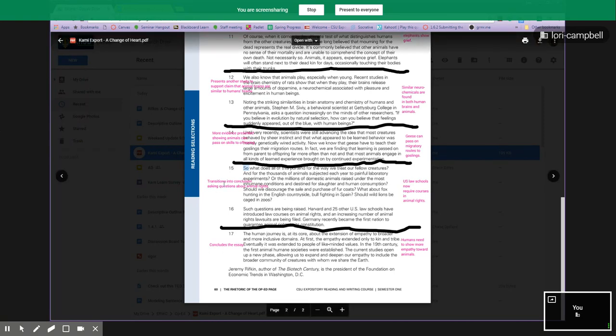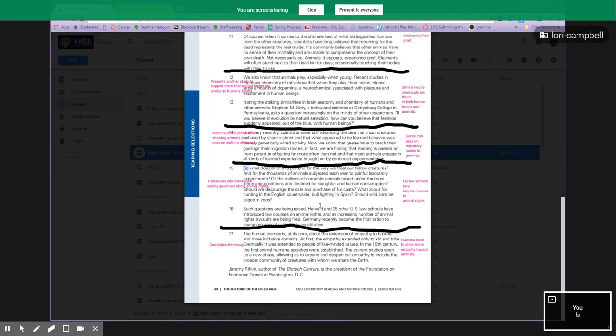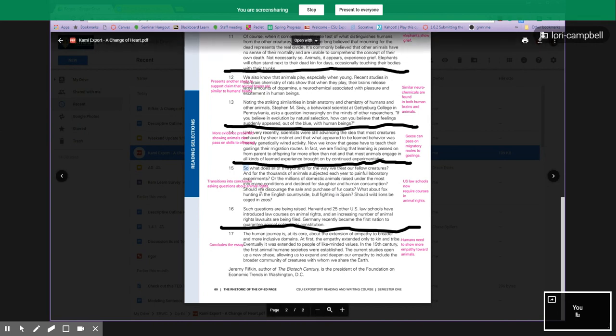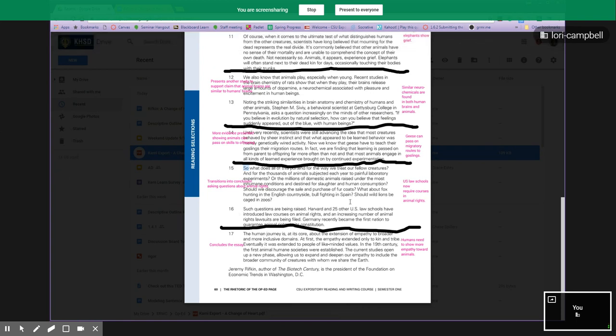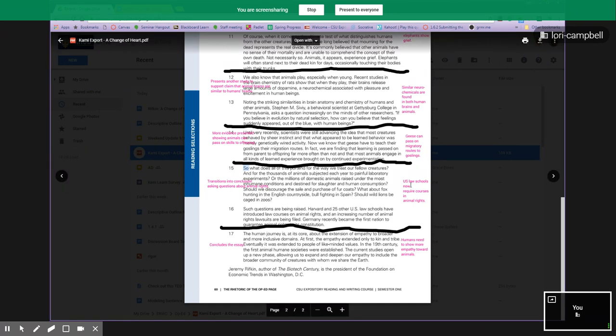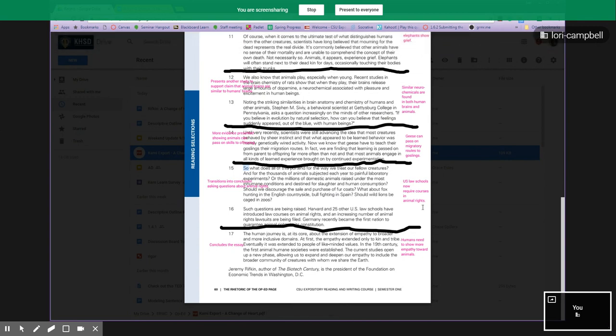And what does all of this portend for the way we treat our fellow creatures? Notice that this paragraph is made up of questions. This one down here, such questions have been raised, and now because we have these questions, U.S. law schools have introduced law courses on animal rights. So I said that this room transitions into the conclusion by asking questions about animal rights. And then the summary is U.S. law schools now require courses in animal rights.